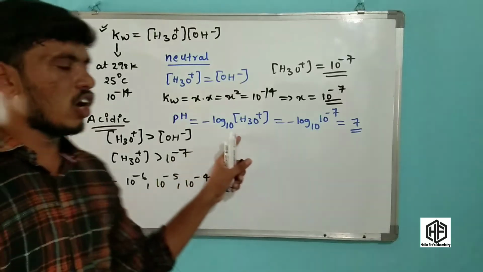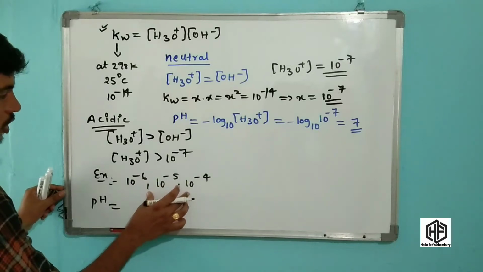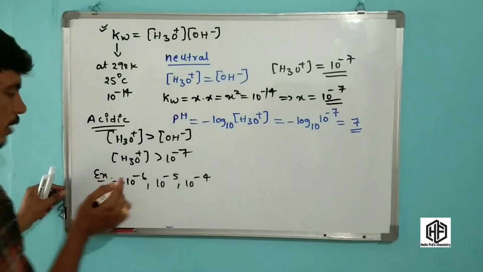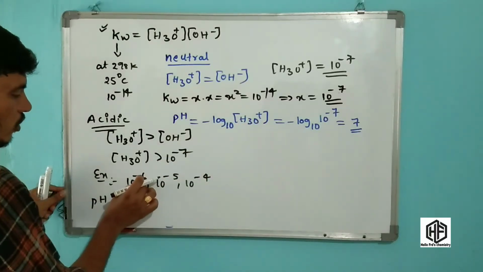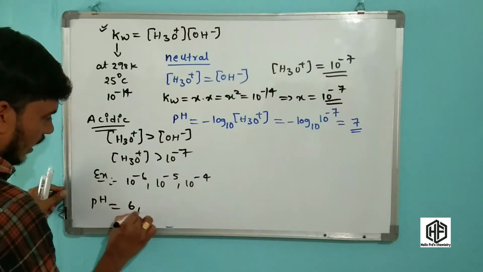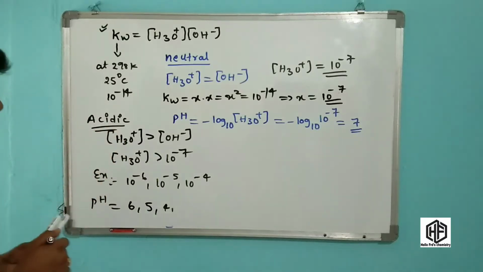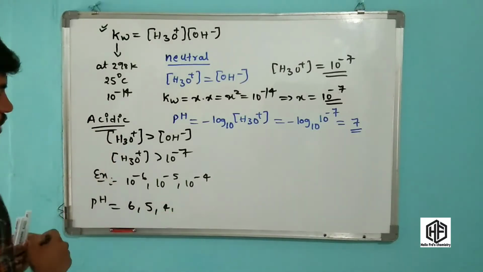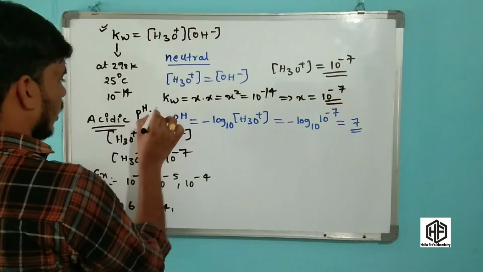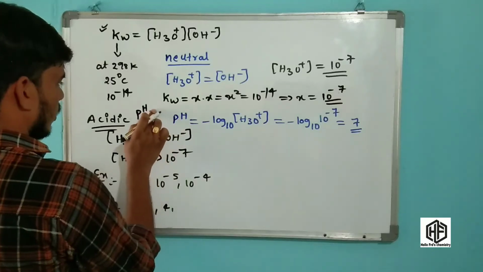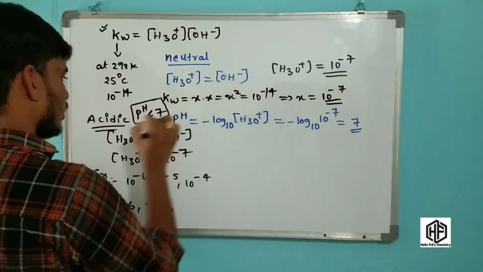pH is equal to minus log base 10 of the concentration of hydronium ion. So 10 to the power of minus 6 gives 6, this gives 5 and this gives 4. These values are present in the acidic solution. It means the pH value of an acidic solution is less than 7.